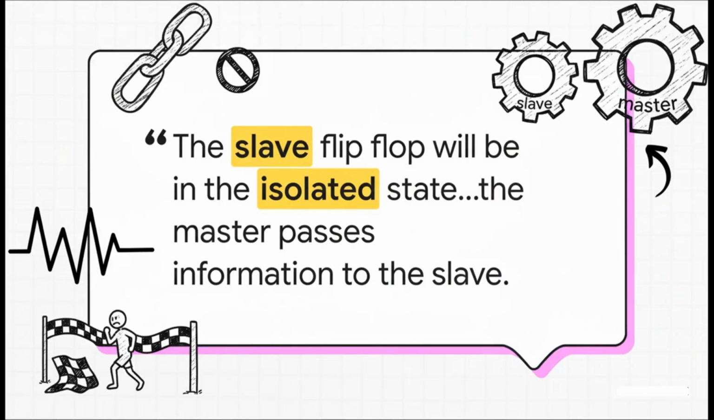And this quote just nails the key idea. The slave is isolated from all that initial action. It only gets the final, settled command from the master once everything is stable and calm. The race is completely prevented before it can even start.